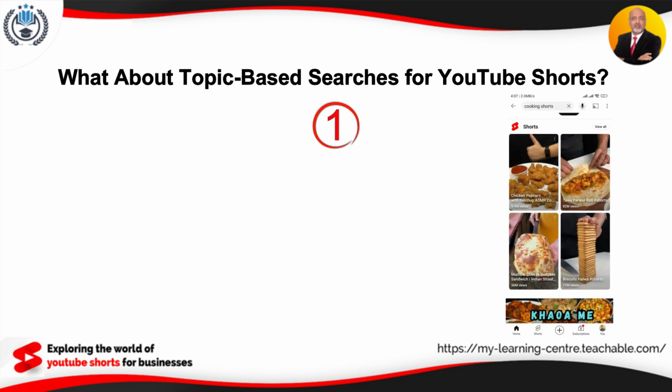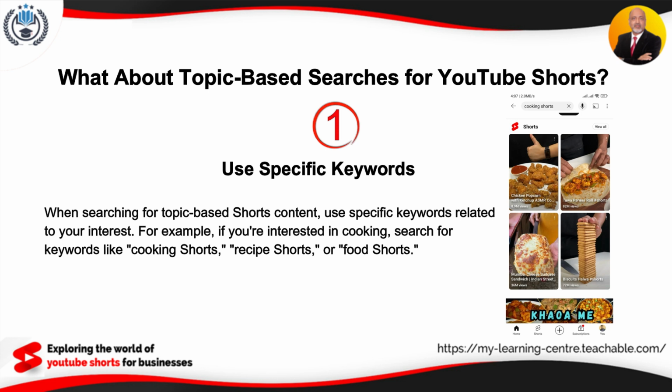Number 1. Use specific keywords. When searching for topic-based shorts content, use specific keywords related to your interest. For example, if you are interested in cooking, search for keywords like cooking shorts, recipe shorts, or food shorts.